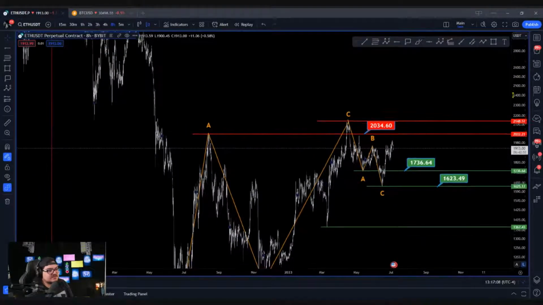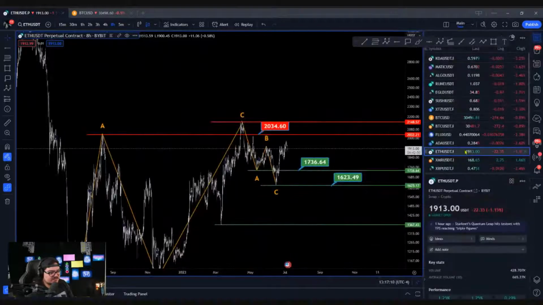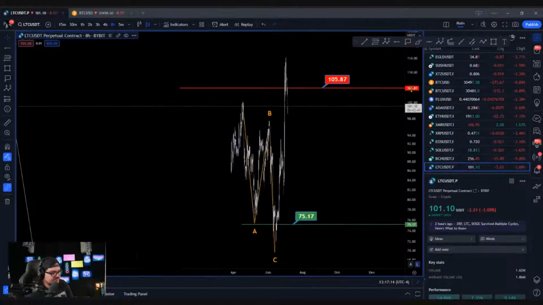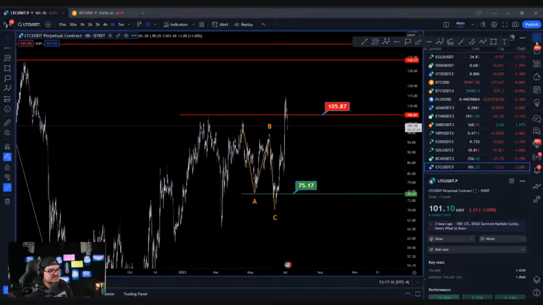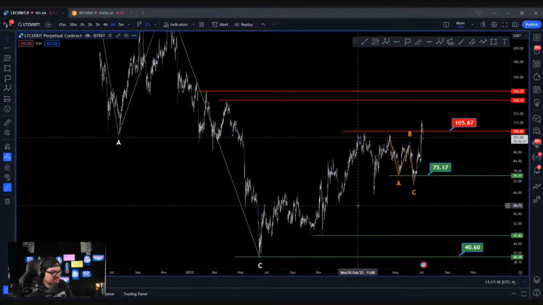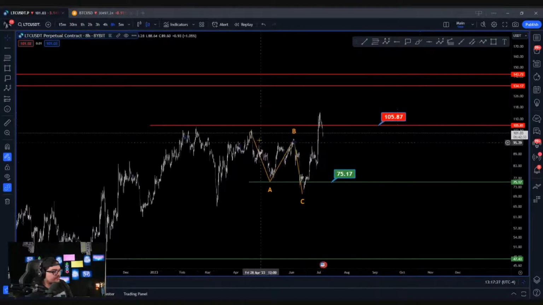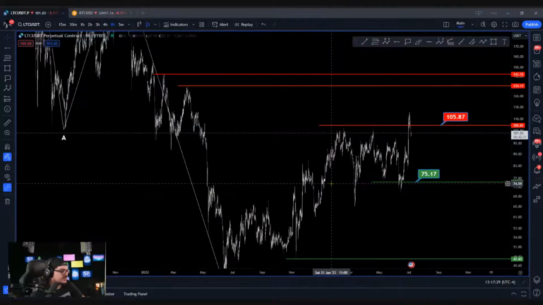All right, and then let's go over to LTC. I know BetaBot asked for it. Oh, we actually did get the crossover. Did I get my entry? I hope I got my entry. I'll check that in a little bit. But let's go over LTC quick.